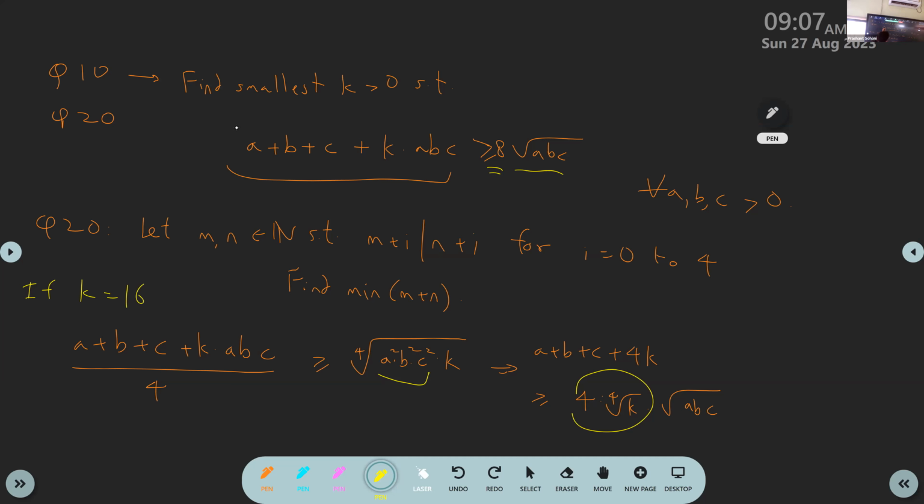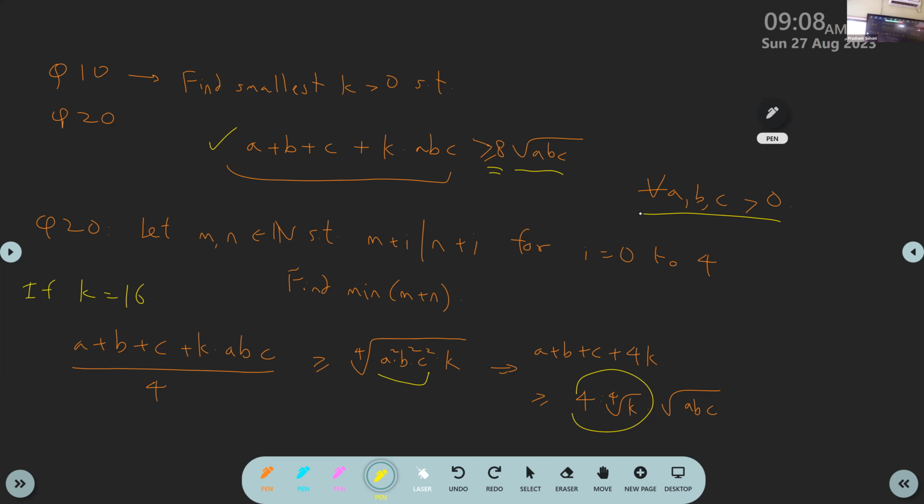So we can be sure that if k is 16, then this is true. But the question is to find the smallest value of k. Can we be sure that we cannot go below k equal to 16? For every a, b, c greater than 0, this inequality has to be true. So if you can come up with even one set of values of a, b, c where k cannot go below 16, then that is the ideal one. Can we find what those values of a, b, c should be, at which we cannot go below this?